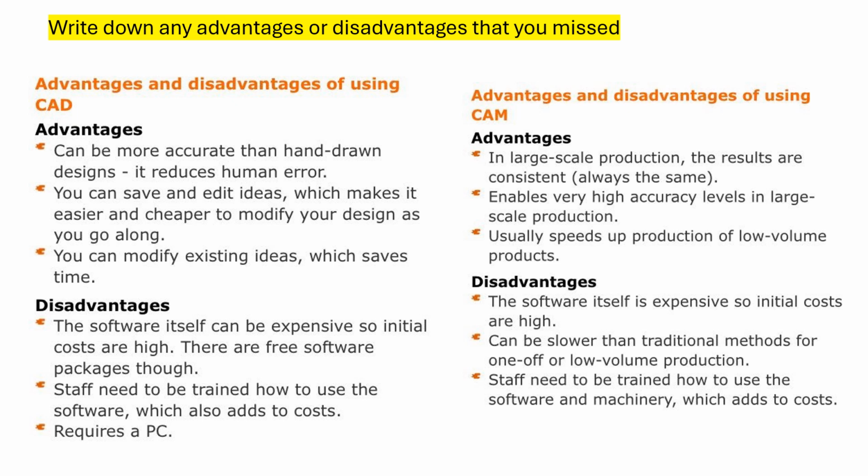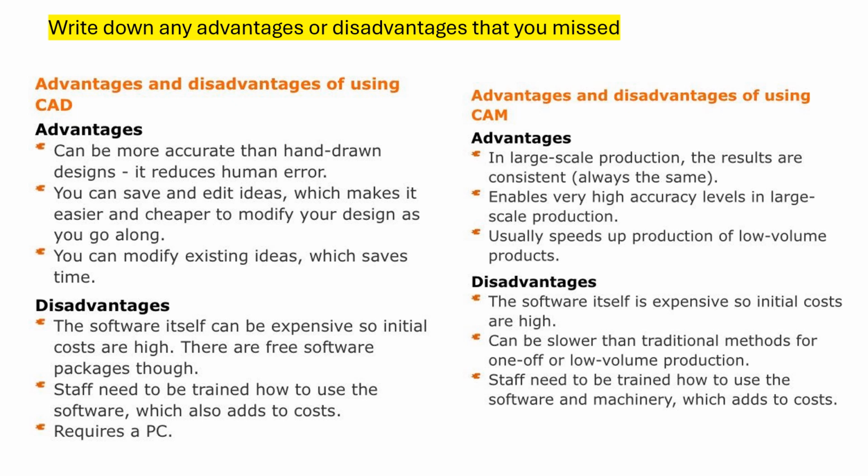The advantages and disadvantages of CAM, computer-aided manufacture. The advantages in large-scale production, the results are consistent. They are always the same. Enables very high accuracy levels in large-scale production. Usually speeds up production of low-volume products.